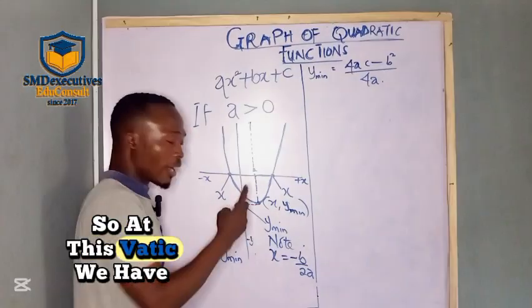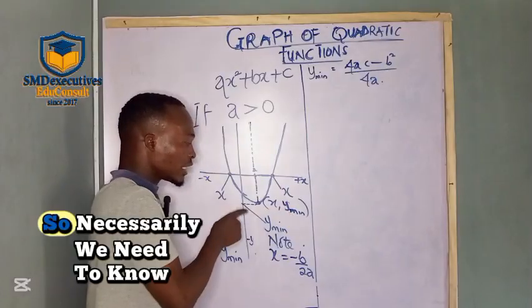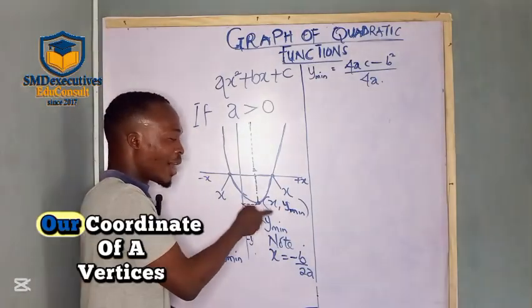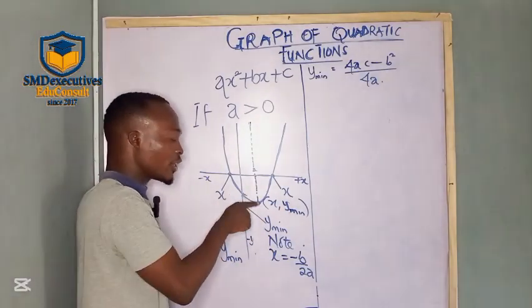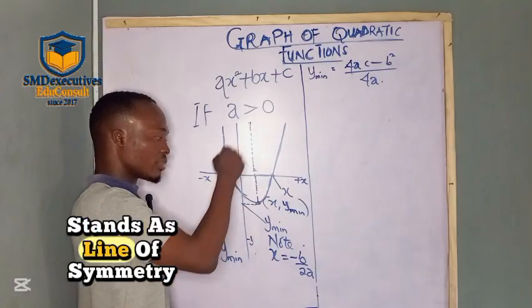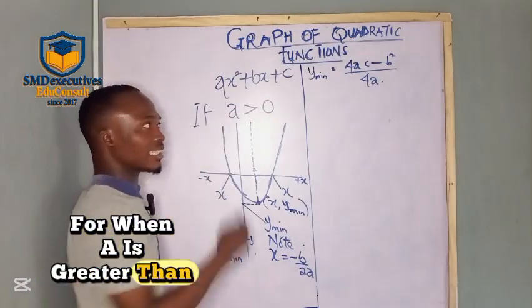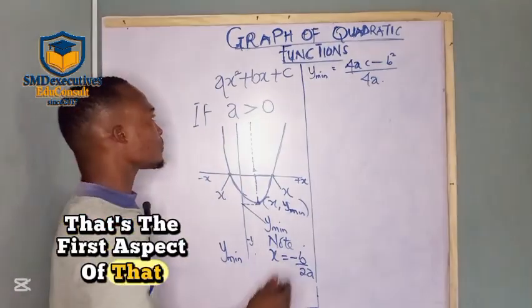So at this vertex we have one coordinate, and the coordinate is x and y. Necessarily we need to know that the coordinate of a vertex is: the x stands as line of symmetry and y stands as y minimum for when a is greater than 0. That's the first aspect of that.